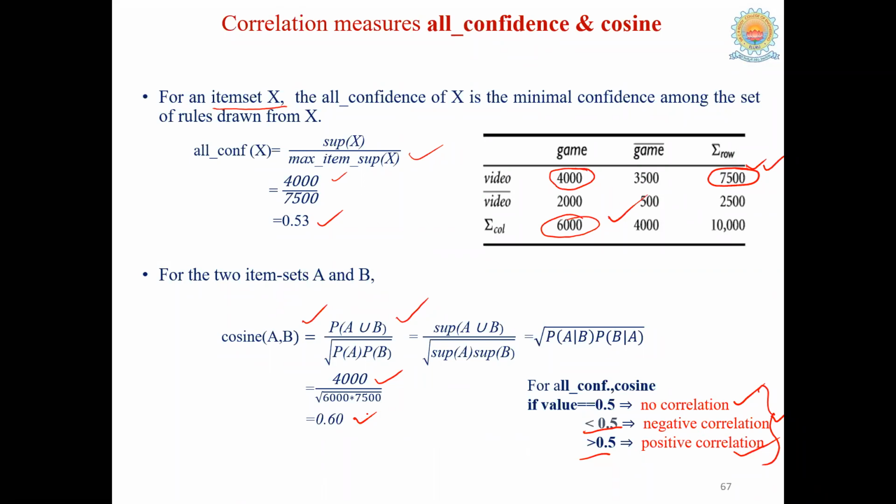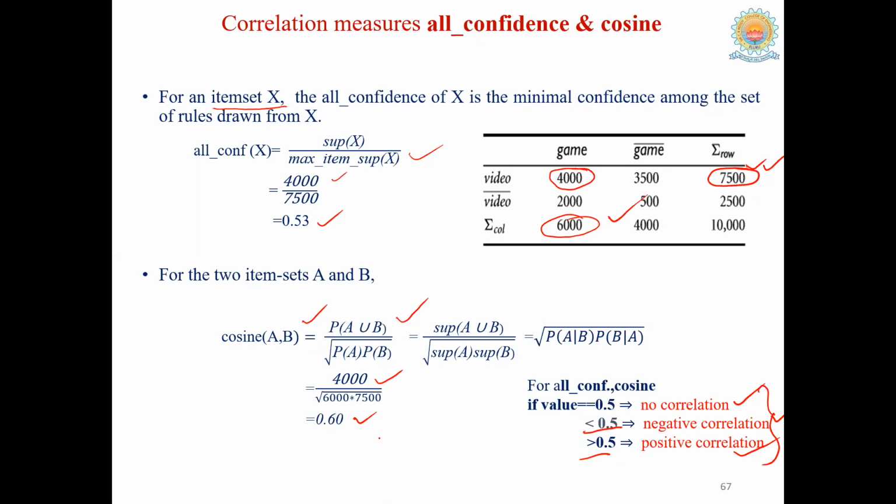Similarly, observe the cosine measure. What is the cosine value we obtained? 0.60, which is greater than 0.5. So here also the conclusion is that there exists a positive correlation among the items A and B.